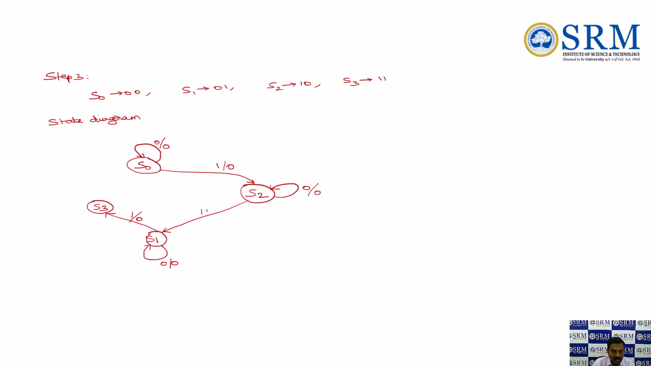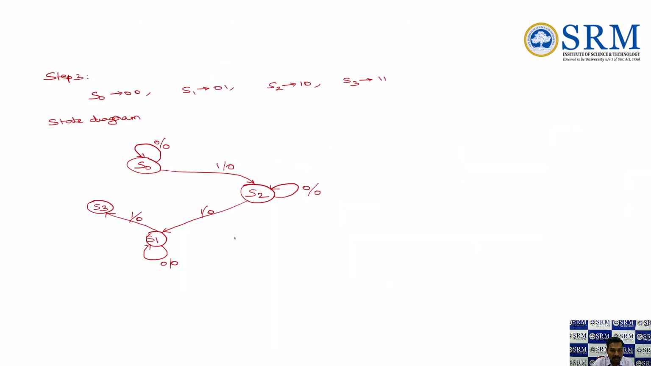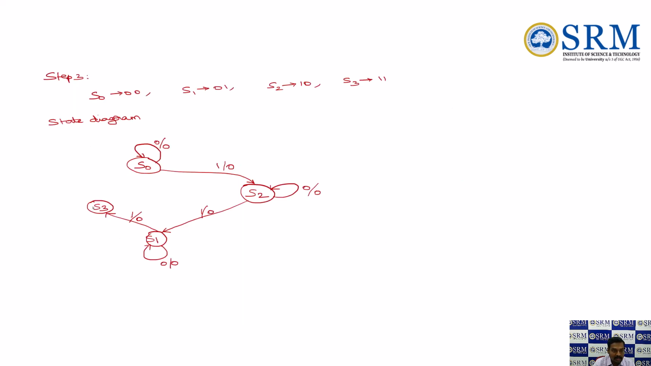When 1 is given as input, at that time output is 0. That was the thing, right? When 1 is given, output is 0. Next comes to 1 1. 1 1 is S3 state. S3 to S3, it remains at the same state. Now input is 0, but output is 1. So S3 to S3, when my input is 0, my output is 1.